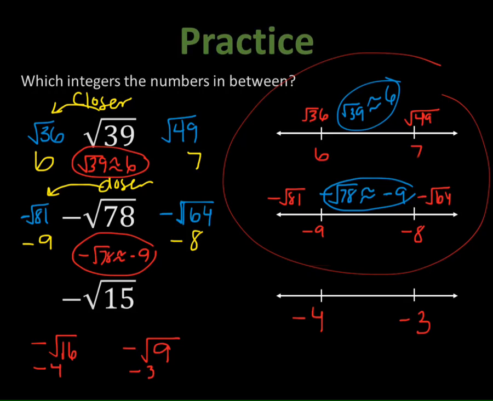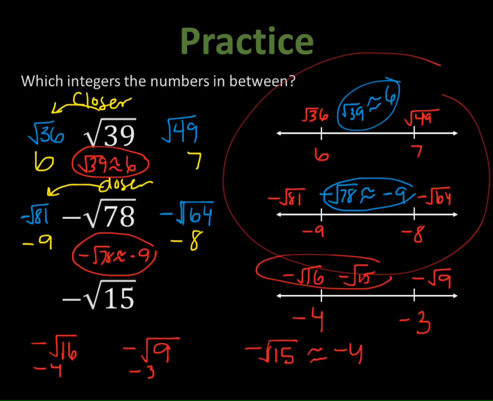Okay. If you're asked to use a number line, you need to know how to do that and be prepared for that. But who cares what order it is to start? Get your square roots, and then you can put them on the number line and say, oh, okay, negative square root of 16 comes first, then negative square root of 9. Negative square root of 15 is closer to negative square root of 16. So the negative square root of 15 is approximately negative 4.